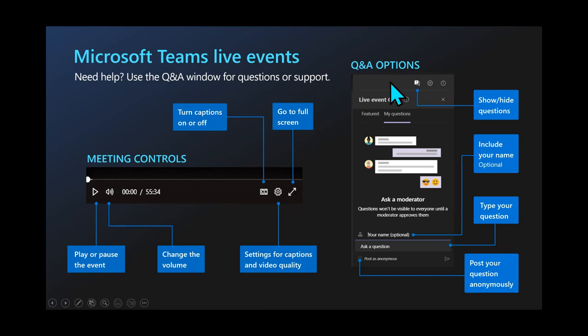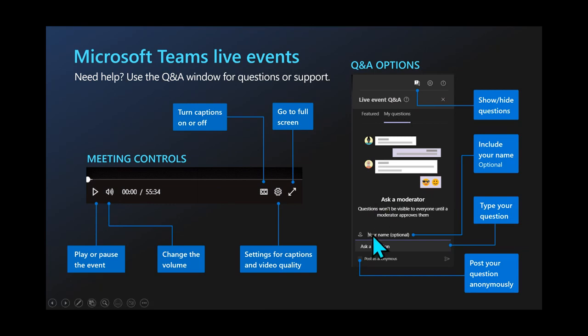Now, in order to view the Q&A panel, you will see a button in the upper right-hand corner of your screen where you are able to show or hide this Q&A panel. Inside the panel, you have the Featured and My Questions tab. Featured is where our moderators will be able to answer any questions and any announcements which we have, and My Questions will be where you will see the questions and any responses to your questions.